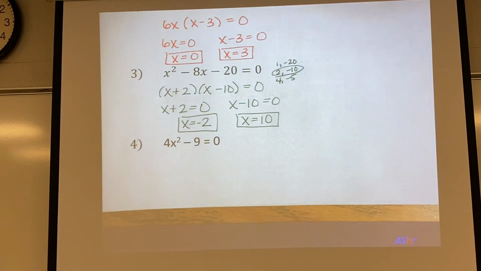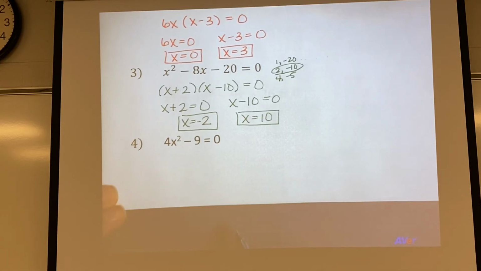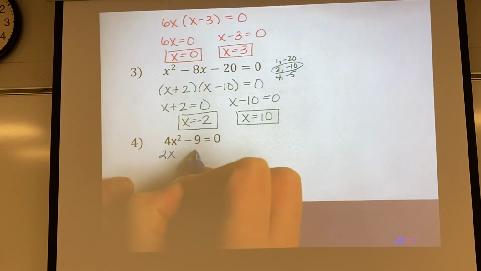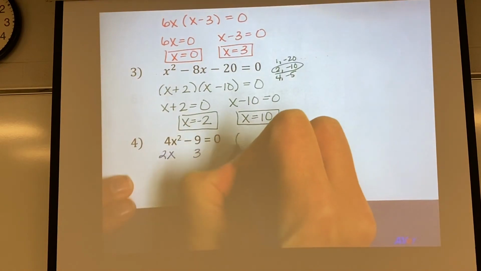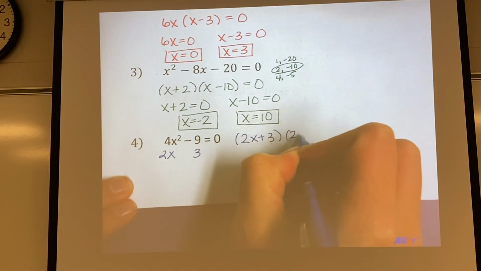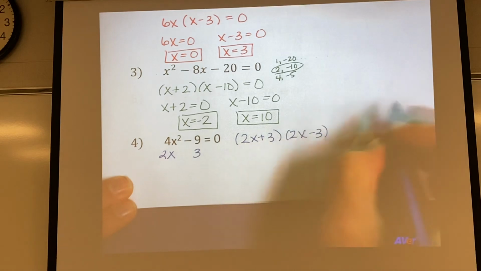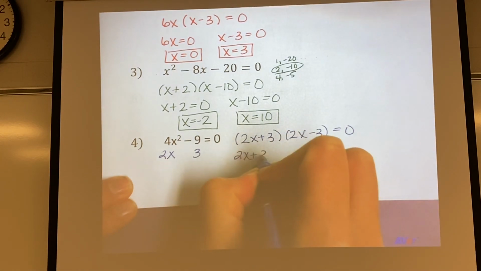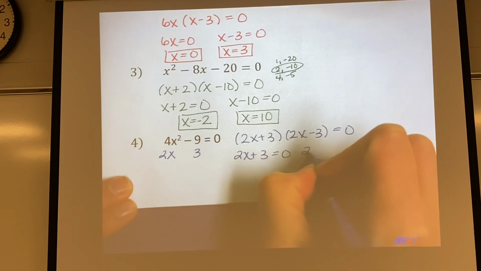Go ahead and hit pause, give it a try, and then come back and see if you got it right. This is another difference of squares. So we have to start by taking the square root. Square root of 4 is 2, square root of x squared is x, square root of 9 is 3. So we factor that to 2x plus 3, 2x minus 3. Set it equal to 0. And then take each factor and set it equal to 0.